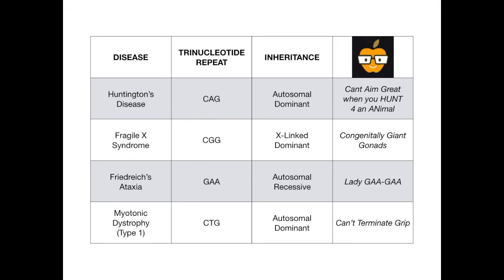Now let's do a summary chart. So again, here's your summary. What you need to take out of this video are the trinucleotide repeats for each of these 4 diseases, the modes of inheritance, and the main symptoms. So Huntington's disease, can't aim great when you hunt for an animal. Fragile X syndrome, congenitally giant gonad, CGG. Friedreich's ataxia, well, who's ataxic? Lady Gaga. Ga, GAA for Gaga. And then myotonic dystrophy type 1, remember problems with distal extremity weakness, and therefore they can't terminate their grip, or CTG. So those are the trinucleotide repeats.